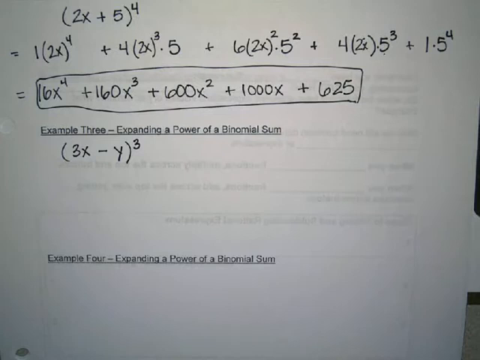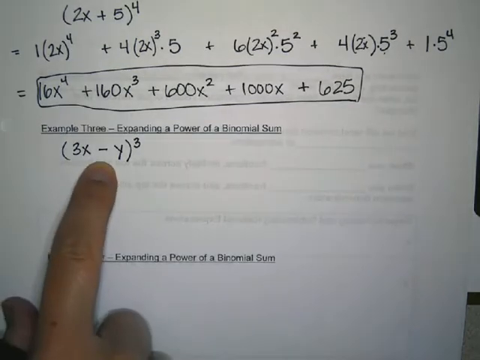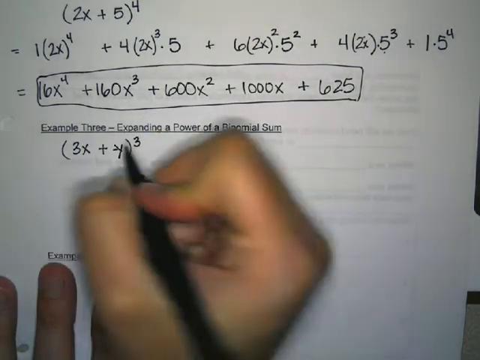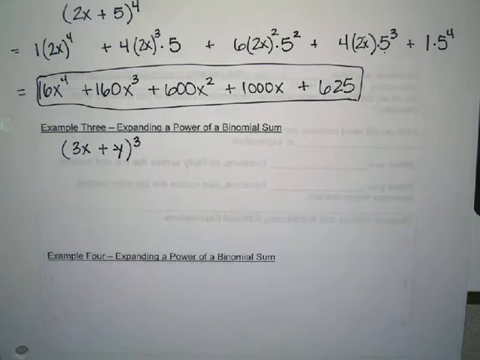Okay, so we have 3x minus y. Now, when you have a subtraction sign in here, it doesn't really change anything, but you have to treat it as plus a negative y. So your second term is what's negative. You have to include that negative with the second term. So I usually just rewrite it off the bat so I don't forget.